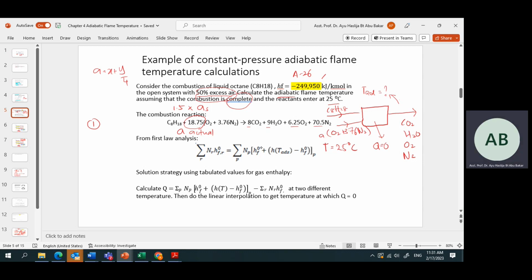Okay, you will need this info, the HF for each component, and also the enthalpy at reference. Calculate Q at two different temperatures. Then do the linear interpolation or extrapolation to get the temperature at which Q is 0. Yeah, follow me step by step.